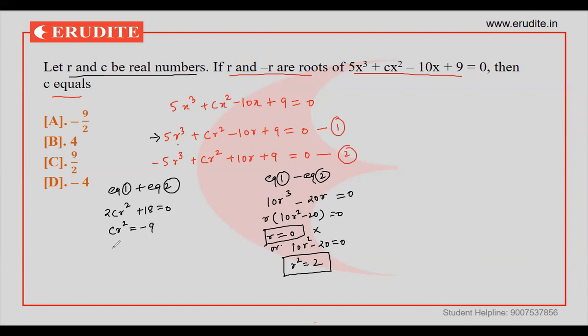If r square should be equal to 2, just replace this r square with 2. You will get 2c is equal to minus 9. So c is equal to minus 9 by 2. So your correct answer is option number A. I hope that it is clear. It's an easy question.